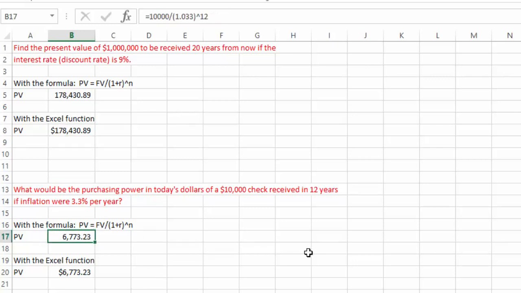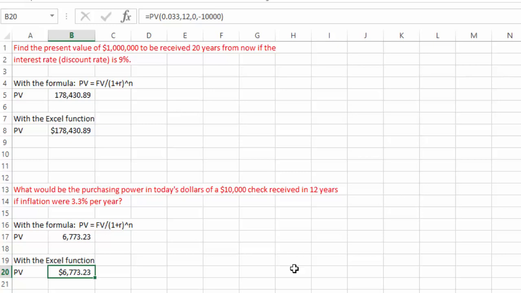We've got the future value of $10,000. We're going to divide that by 1 plus the interest rate, so 1.033, raised to the number of periods, so we're going to raise it to the 12th power. Our answer is 6,773, or we could use the Excel function equals PV, where the first input is the rate, second is the number of periods, third one is any periodic payments or equal payments along the way, and the fourth is the future value. So in both cases, the answer is 6,773.